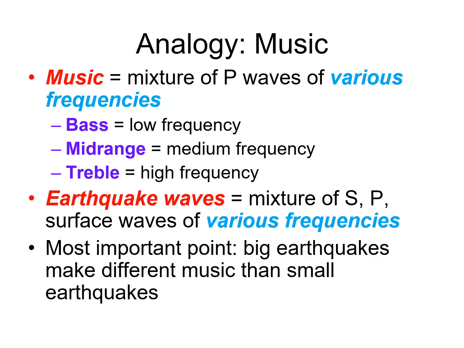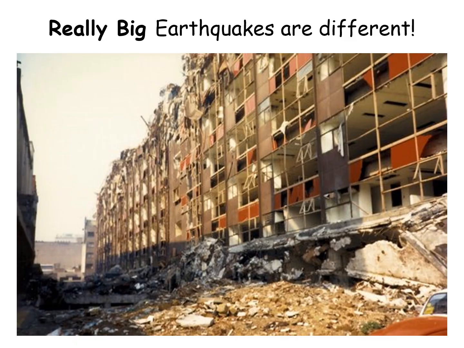We can use the music analogy to explain the difference between the shaking produced by really big earthquakes and small earthquakes. And when I say really big, I mean really big. Earthquakes with a magnitude larger than about 6.5, the ones that do most of the damage. It turns out that these really big earthquakes produce shaking that's distinctly different than smaller earthquakes in terms of their frequency spectrum. And it turns out that it's easy to show these differences using the music analogy.